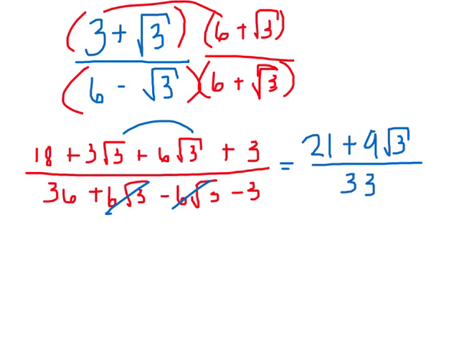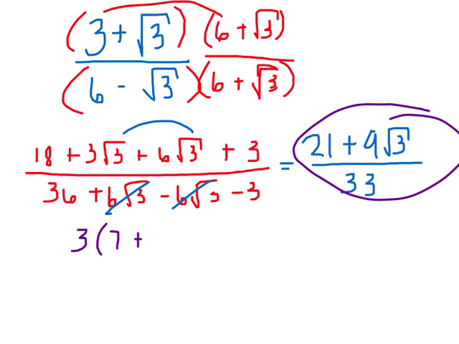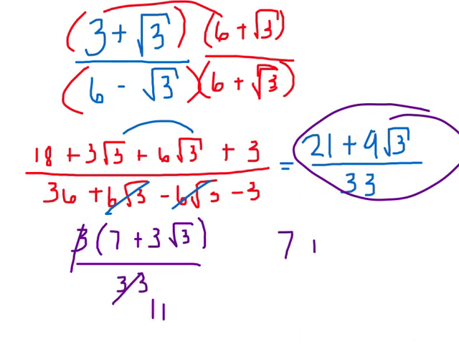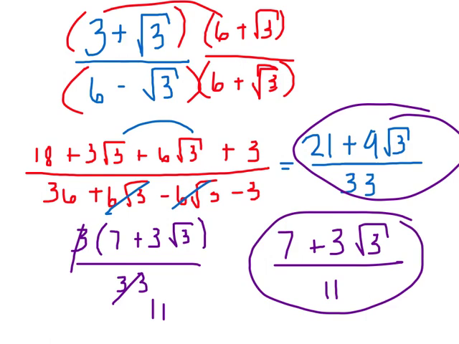Now something interesting happens here, and that is that every single term has a multiple of 3 in it. So you can go through here, and I can factor a 3 out of the top. That would be 7 plus 3 square roots of 3 over 33. That 3 will go into 33 11 times, and we end up with 7 plus 3 square roots of 3 over 11. And there is our final answer.